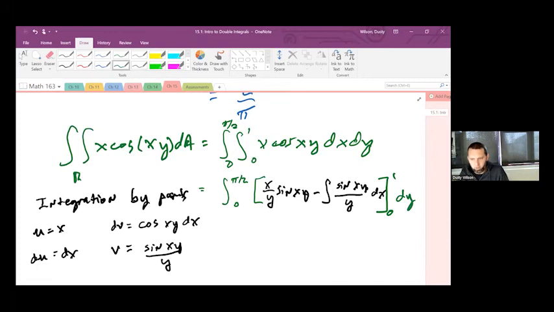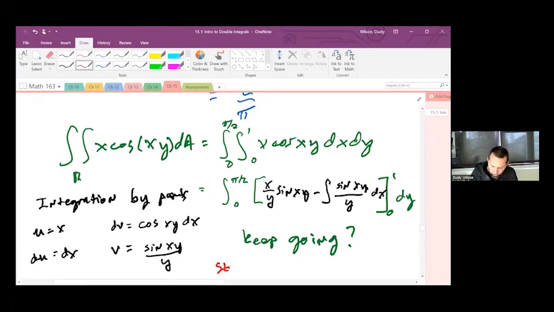We could keep going. The y in the denominator here looks a little bit scary, but it's actually not that scary because remember our variable is x, so it's not going to be too bad. But it's definitely a lot worse. So we could keep going, and maybe I'll just say, no, let's stop. And why are we going to stop?